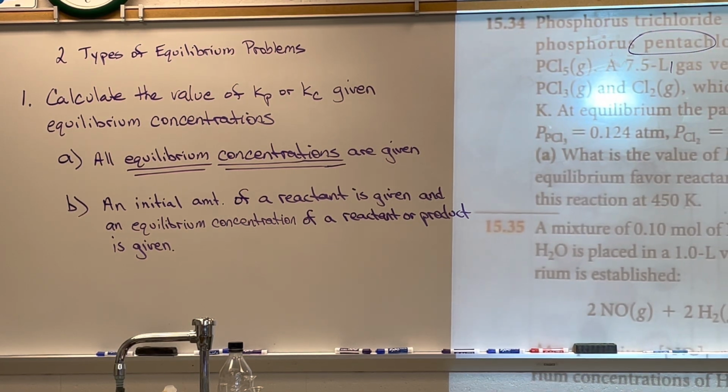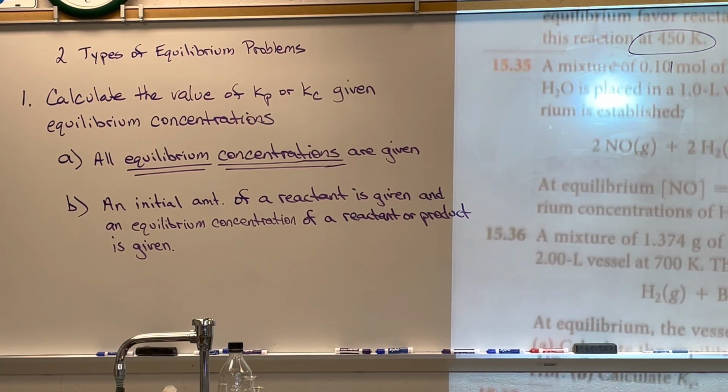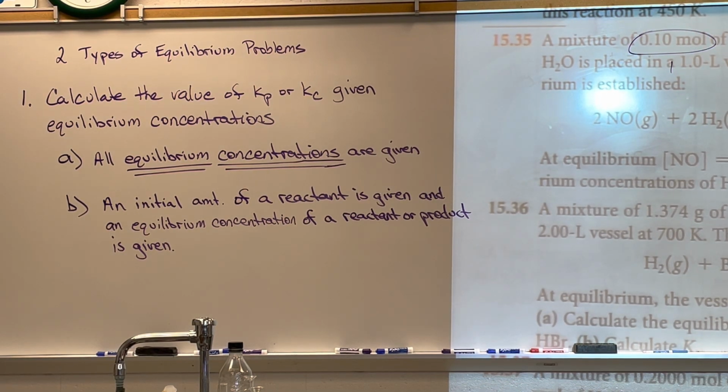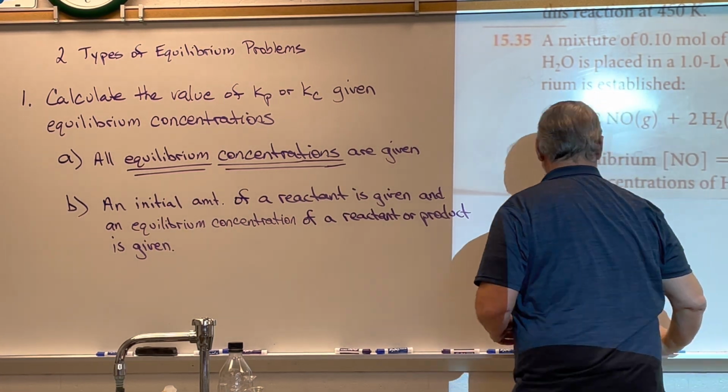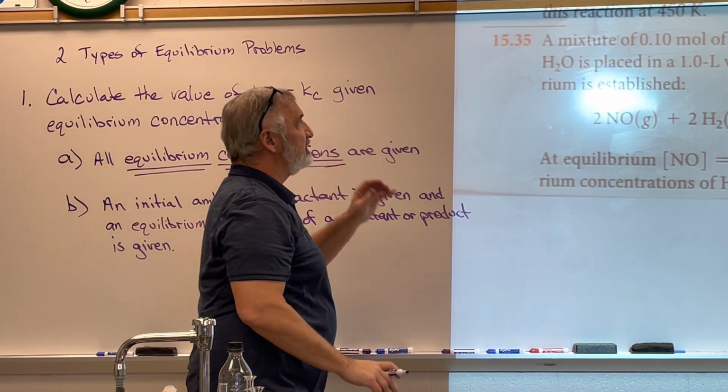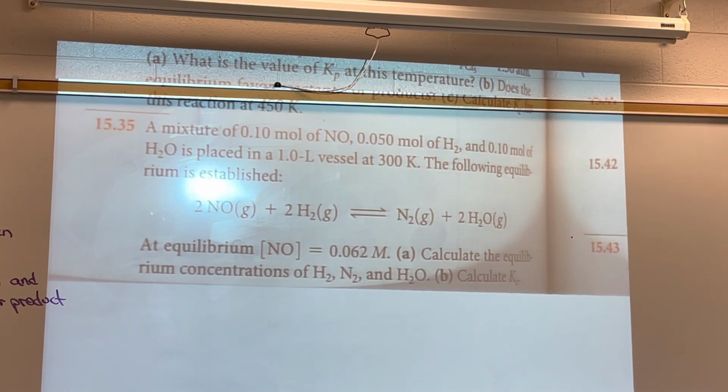Let's look at number 35, as a practice of this. It says a mixture of 0.1 mole of NO, 0.5 moles of H2, and 0.1 mole of H2O is placed in a 1 liter vessel. The following equilibrium is established, and then at equilibrium, the NO is given as 0.062.